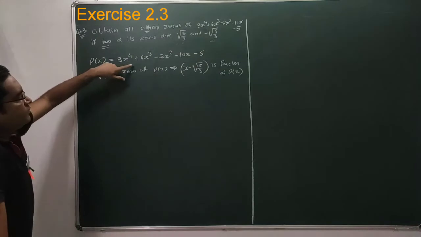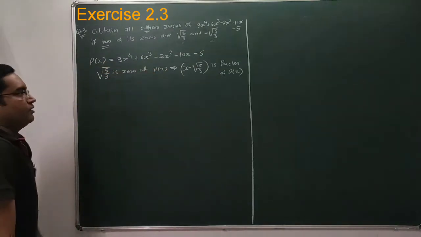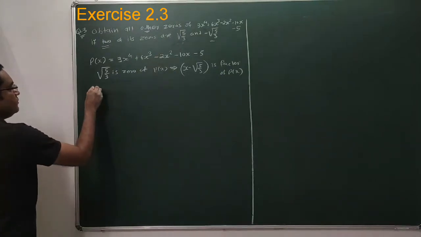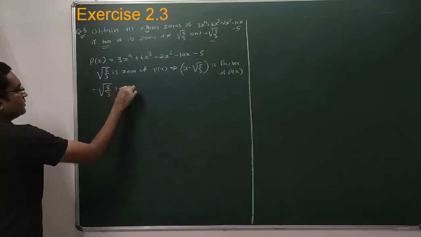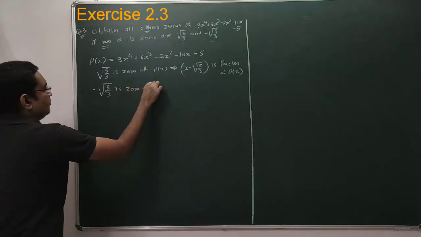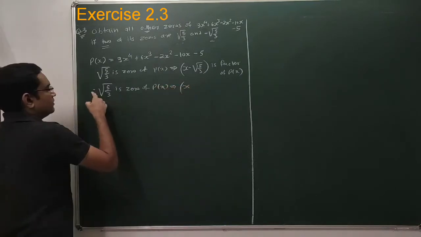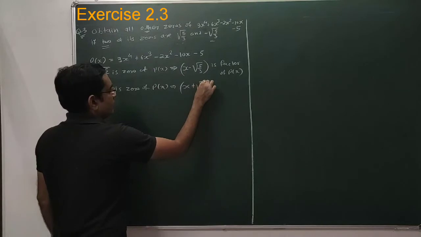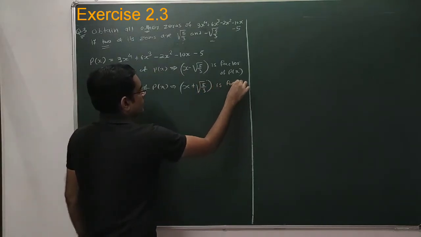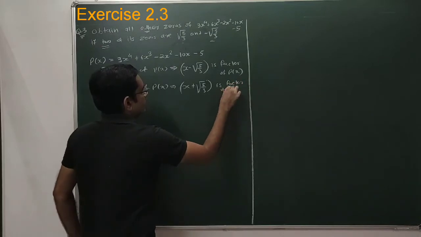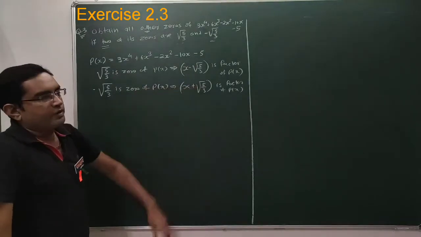And if it is a solution of the equation, then it will be a factor of the given polynomial. Similarly, minus square root of 5 by 3 is a zero of polynomial p of x, which implies that x plus square root of 5 by 3 is a factor of the given polynomial p of x. So both of these terms are factors of the given polynomial.